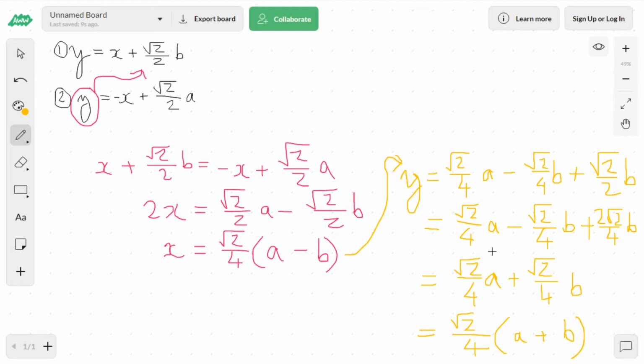Cool. There we go. So that's kind of neat. A bit of symmetry to that. We've got root 2 over 4 times a minus b, root 2 over 4 times a plus b. Okay, cool. So that's what we call the method of substitution. Let's see if it worked.